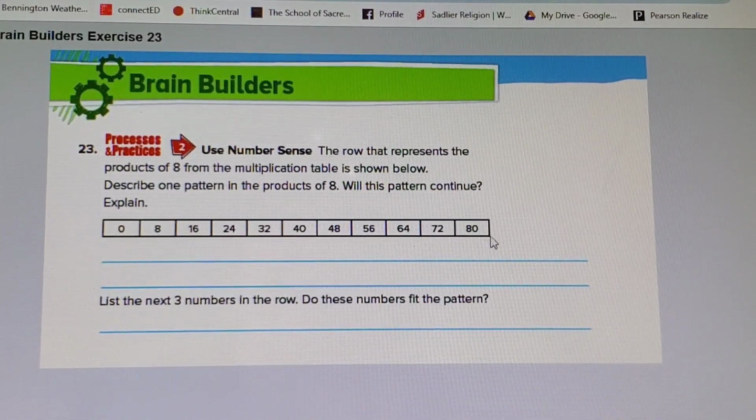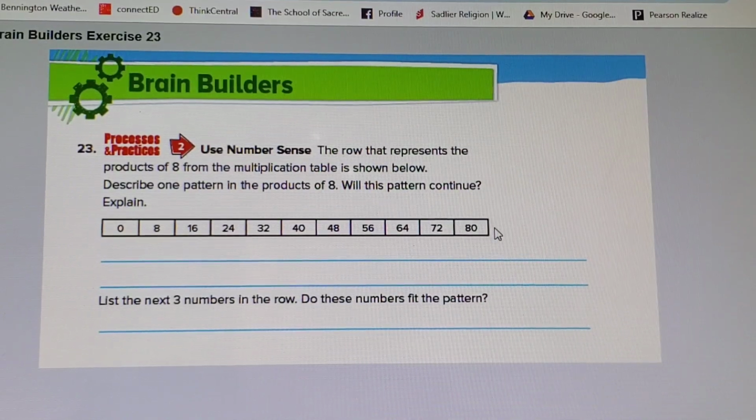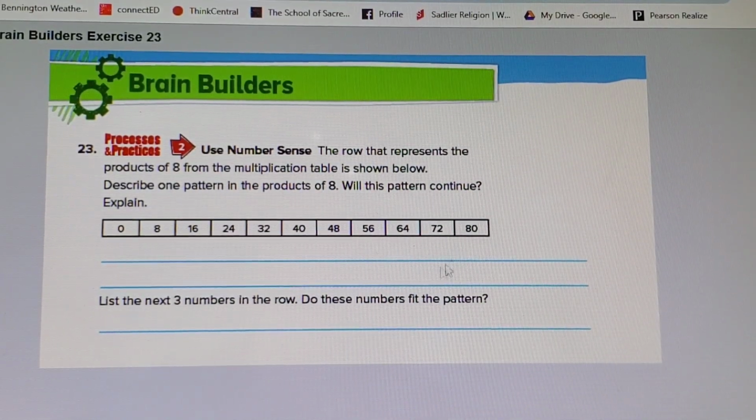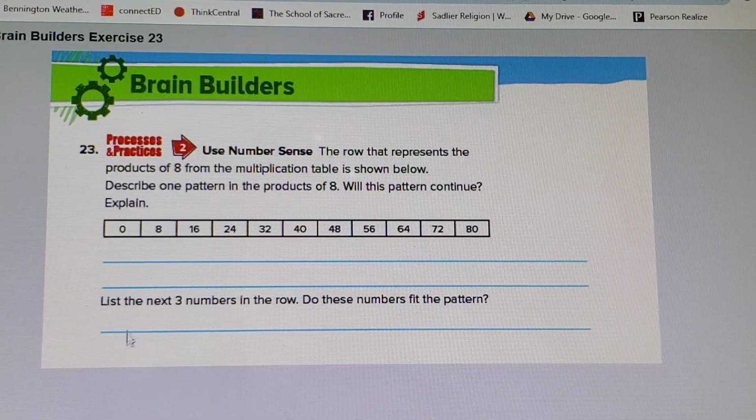If you added 8 to 80, what would you get? Right, 88. So these are the next three numbers in the row. 88, and then add 8 to 88, and you would get 96, and then add 8 to 96, and you get 104. So did the pattern continue? Do these numbers fit the pattern? Yes, indeed.